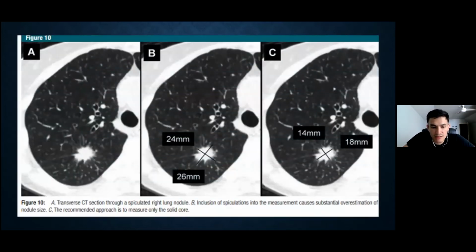Also, it's important to note that when measuring a spiculated nodule, it's important to not include the spiculations, because if you include the spiculations, then the size could be overestimated. So the recommendation the guideline provides is to just measure the solid core and not the spicules.